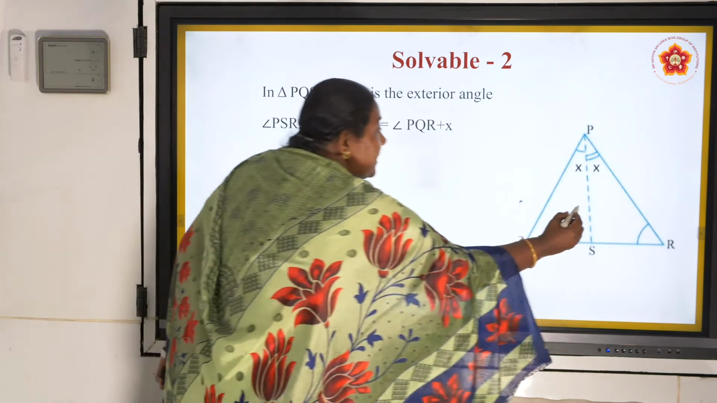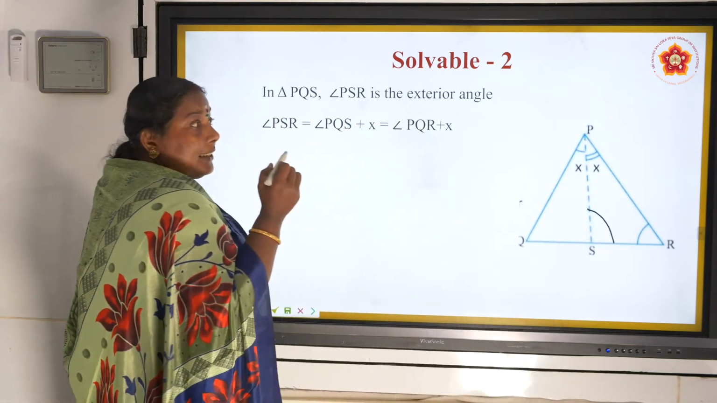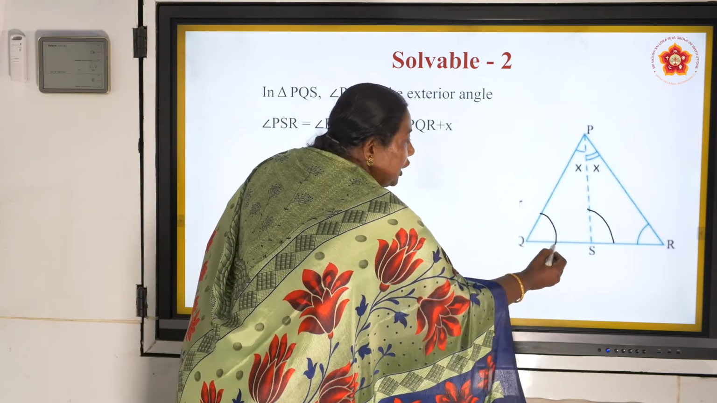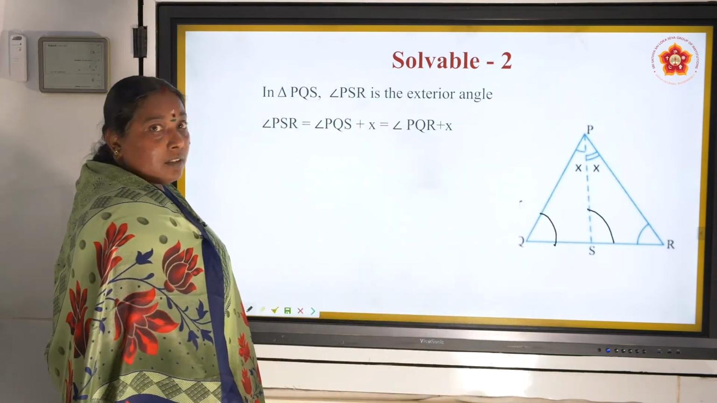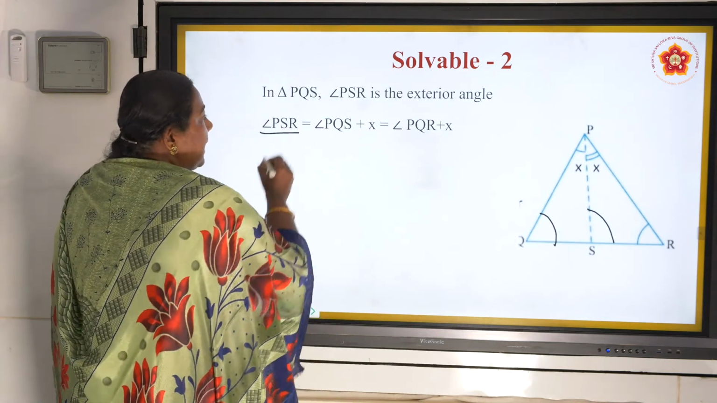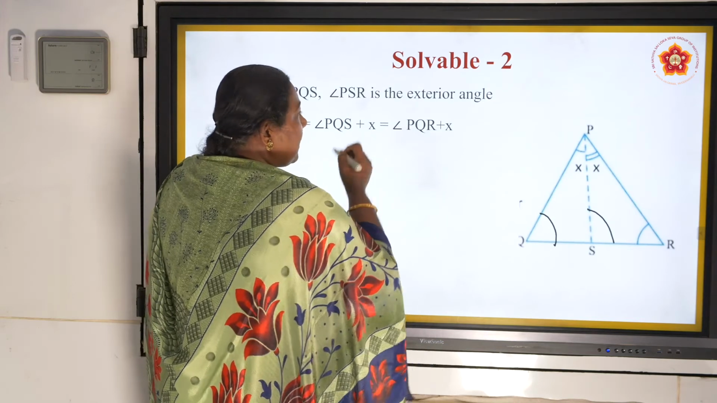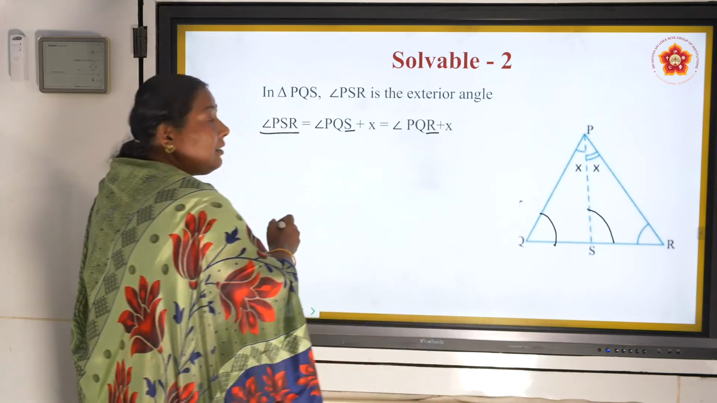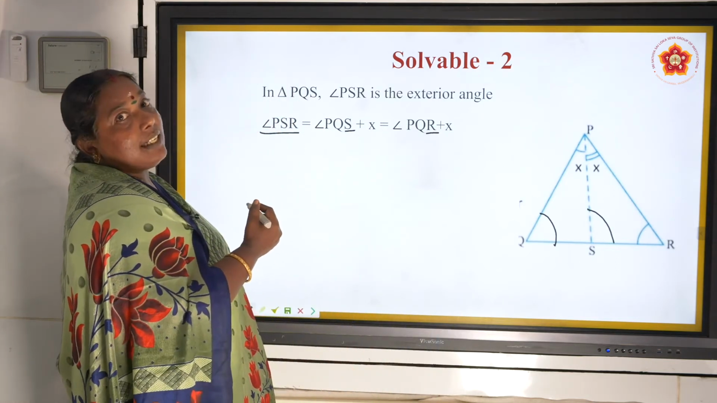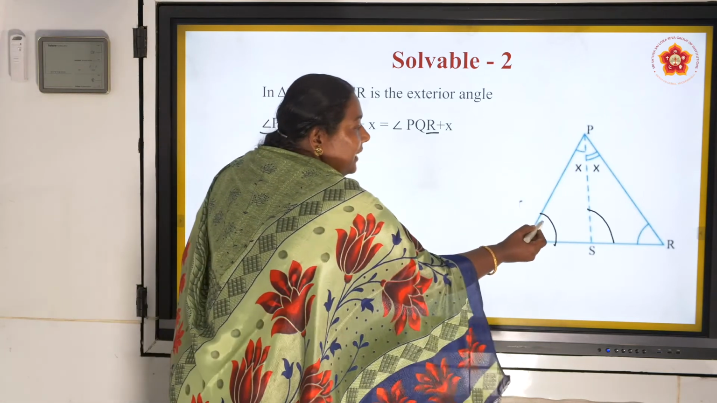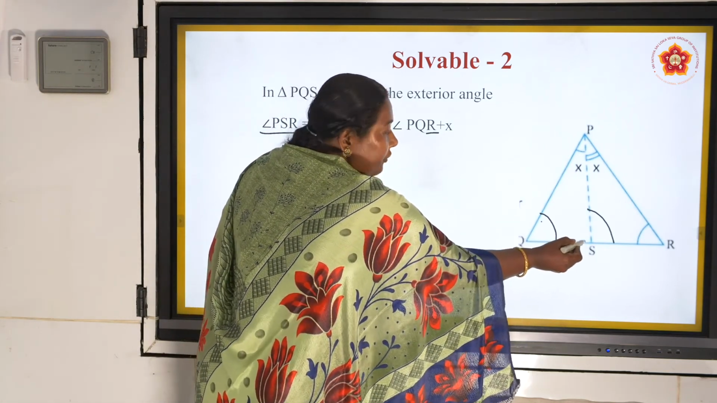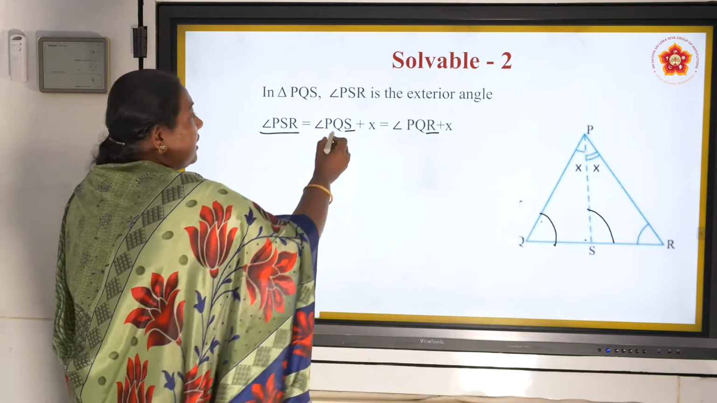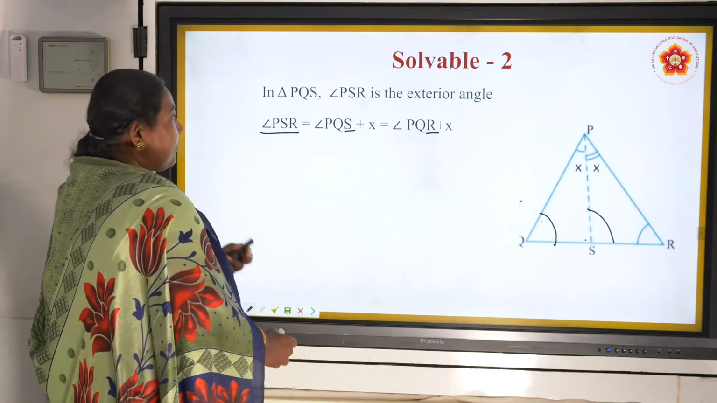Since PSR is an exterior angle, the exterior angle and the interior angles have a connection. What is that? Exterior angle PSR is equal to PQS plus X. And here you have written S, here you have written R. Why? You have to tell the answer. Because the angle never depends on the length of the arm. QS and QR are the same line, so we have interchanged S as R. That's all. So the next.